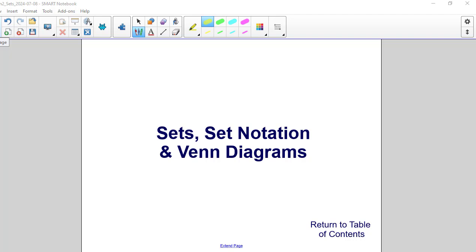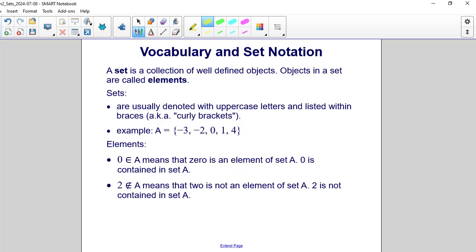Sets, set notation, and Venn diagrams. Vocabulary and set notation. A set is a collection of well-defined objects. Objects in a set are called elements. Let's talk a little bit about sets.